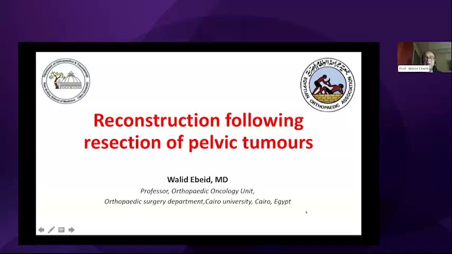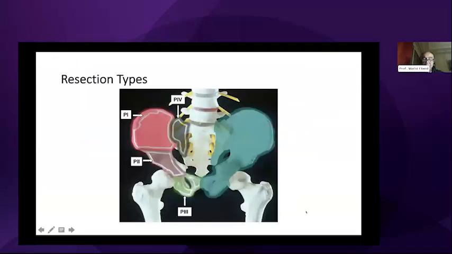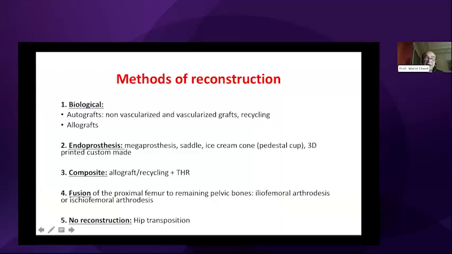Okay. I'm going to talk about hip transposition as a reconstructive method following tumor resections of the pelvis. There are several types of resections. It could be either including the ilium or the periacetabular area or the pubis. This is type 1, type 2, and type 3. If we include the sacrum, it's type 4. And we can have combinations like P1-2 or 2-3 or P1-2-3. These are different resection types.